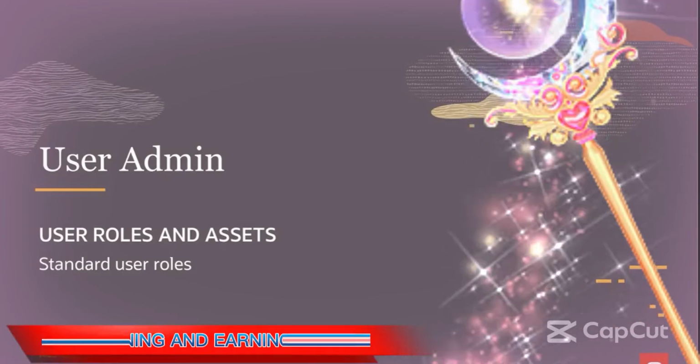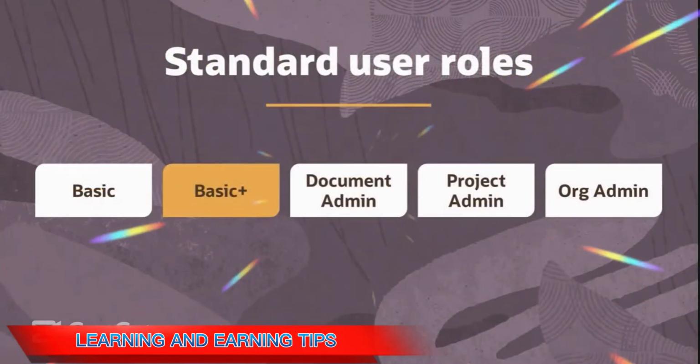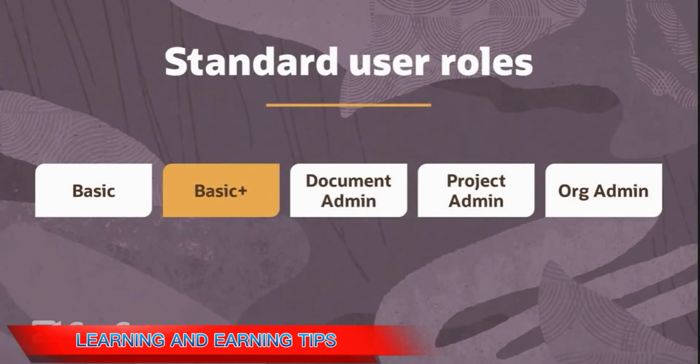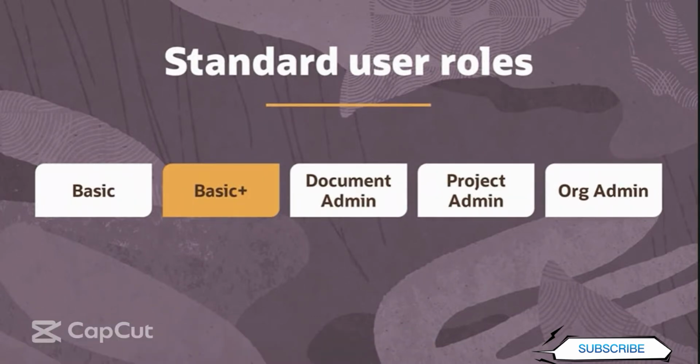Someone can do or not do if they're assigned to that role. Let's take a closer look. In Aconex, there are 5 standard roles that are created by default for every organisation. They can be changed and new roles can be added. But the 5 standard roles are designed to suit most organisations in most situations.